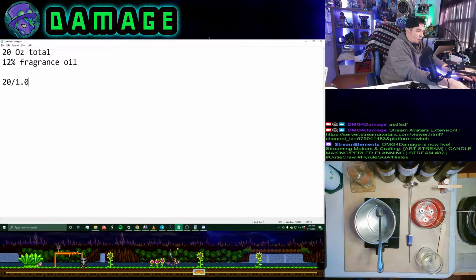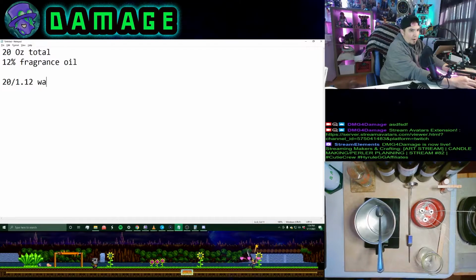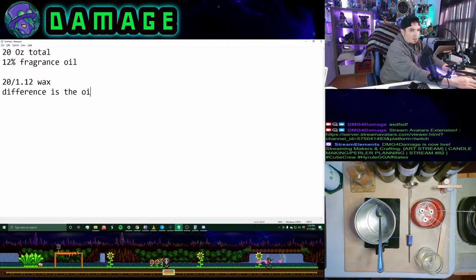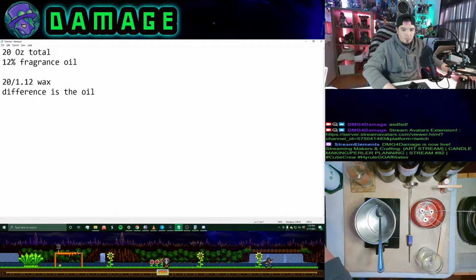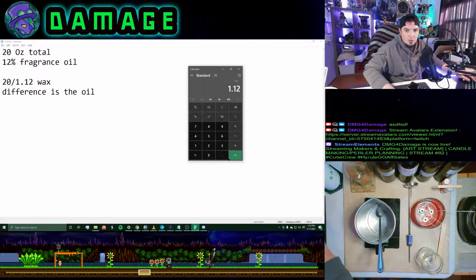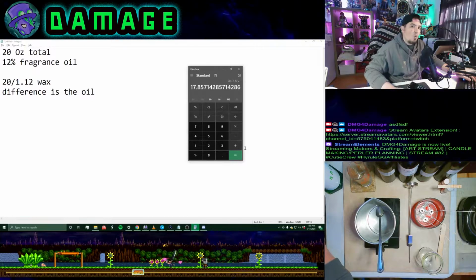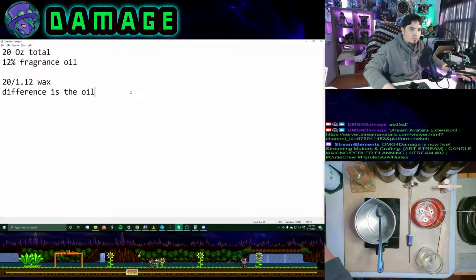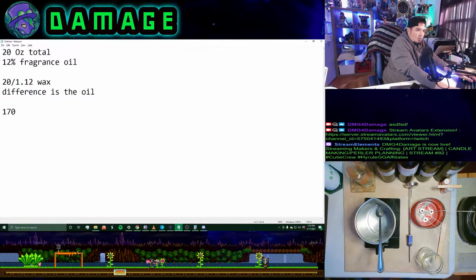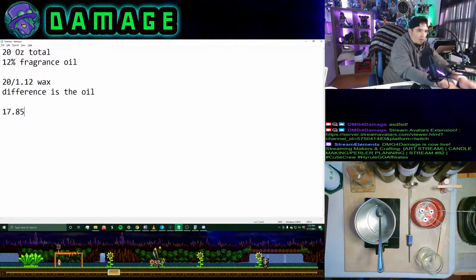So you divide that by 1.12. I got 1.12 for wax, and the difference is the oil. So if I have 20 ounces and I divide by 1.12, I get 17.85. So that's what I need for wax. 17.85 for wax.